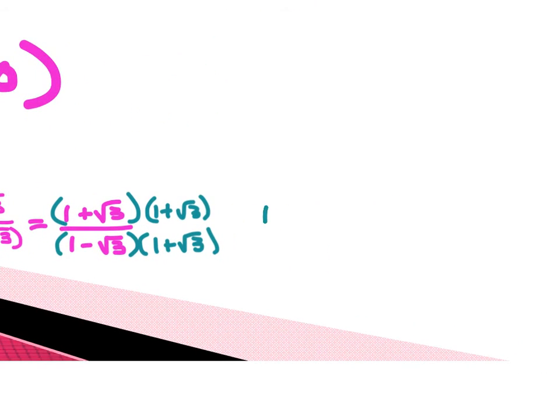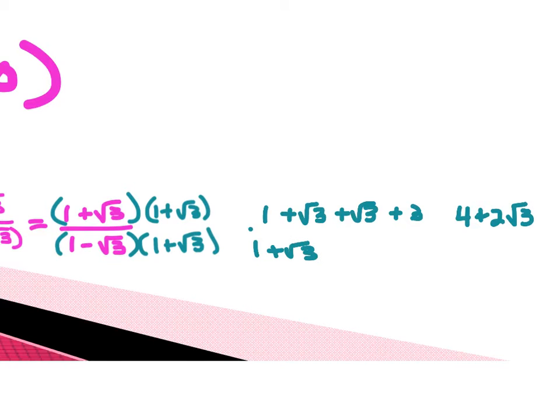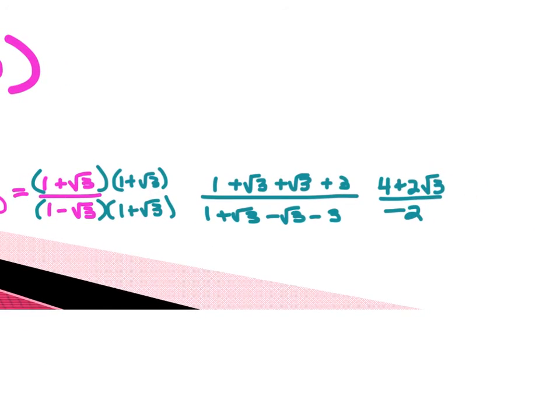So my numerator is 1 plus root 3 plus root 3 plus 3, or 4 plus 2 root 3. And my denominator is 1 plus root 3 minus root 3 minus 3, or negative 2. And then I can go a step further and divide negative 2 into both 4 and 2 root 3. I end up with negative 2 minus root 3.